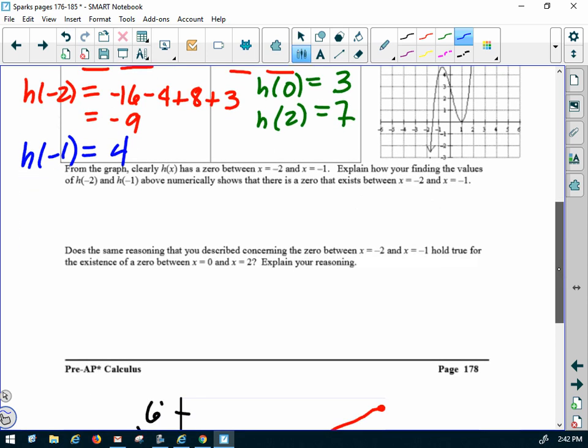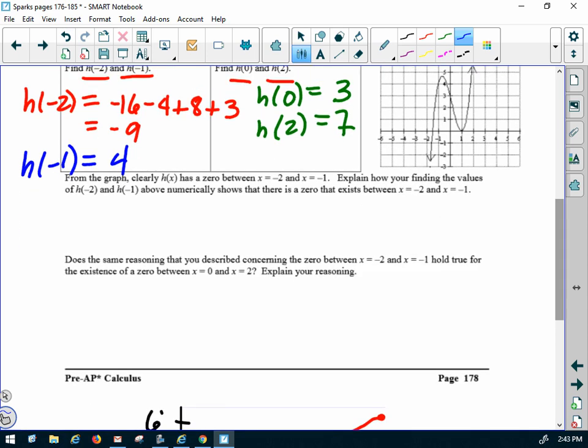All right, let's go down to this question. From the graph, did I screw something up now?